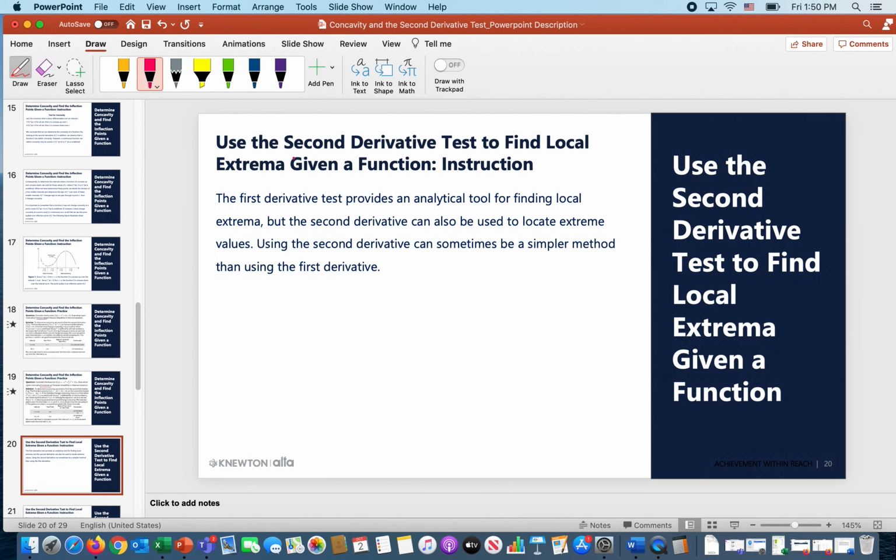In the next video, we're going to talk about the second derivative test and how it's different than our test for concavity. So come back and join us in that video, and we'll take a look at a few problems there.